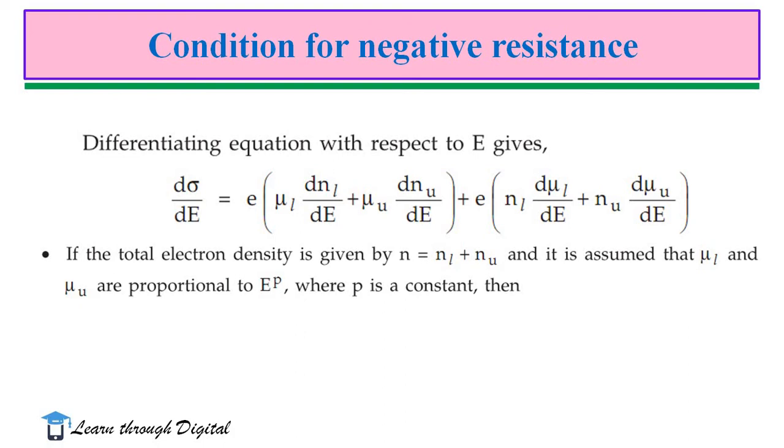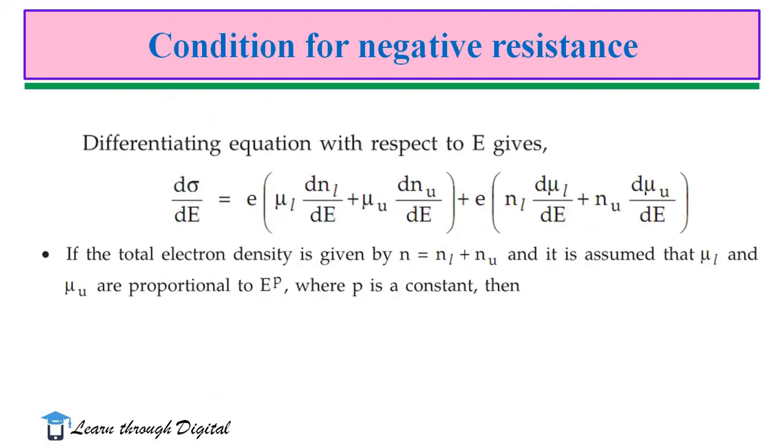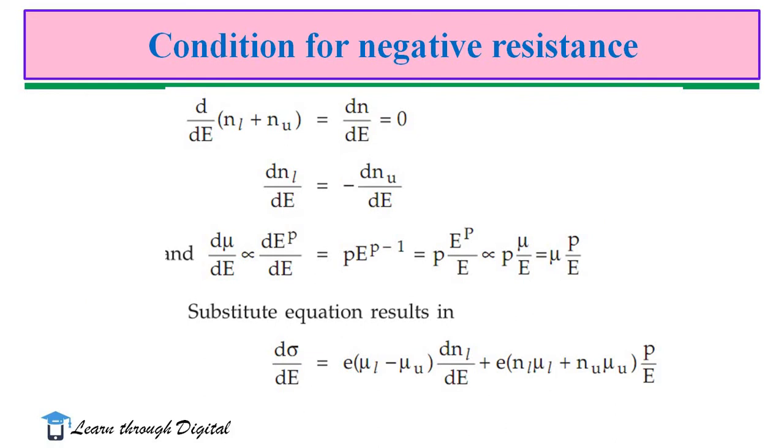Now, differentiating the equation with respect to E, it gives d sigma by dE. We are differentiating the equation for conductivity with respect to electric field. If the total electron density is given by N equal to NL plus NU, and it is assumed that mu L and mu U are proportional to E^P, where P is a constant, then dN by dE is equal to 0. Therefore, dNL by dE is equal to minus dNU by dE.